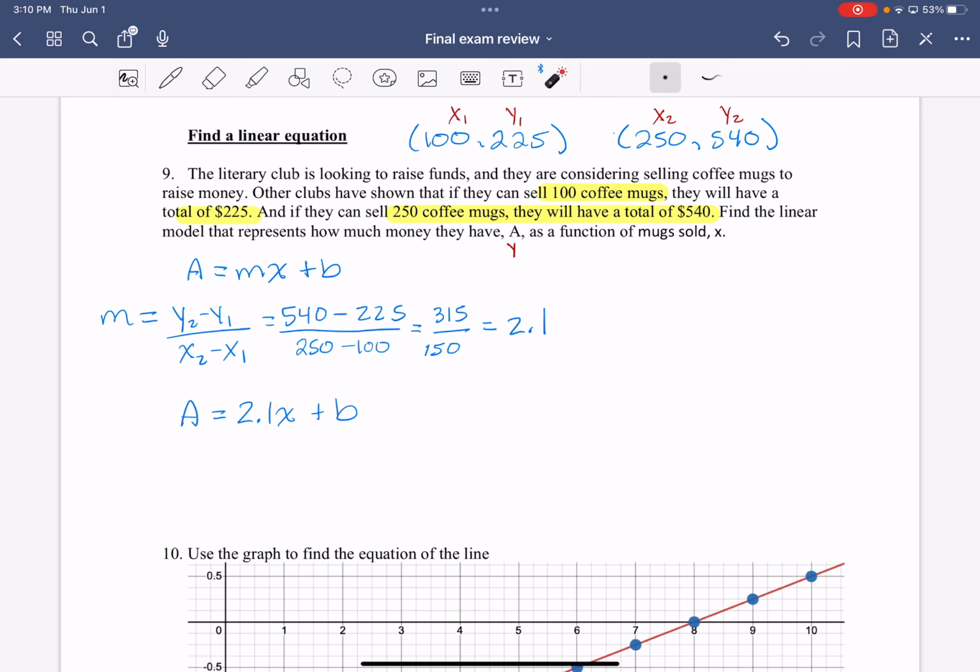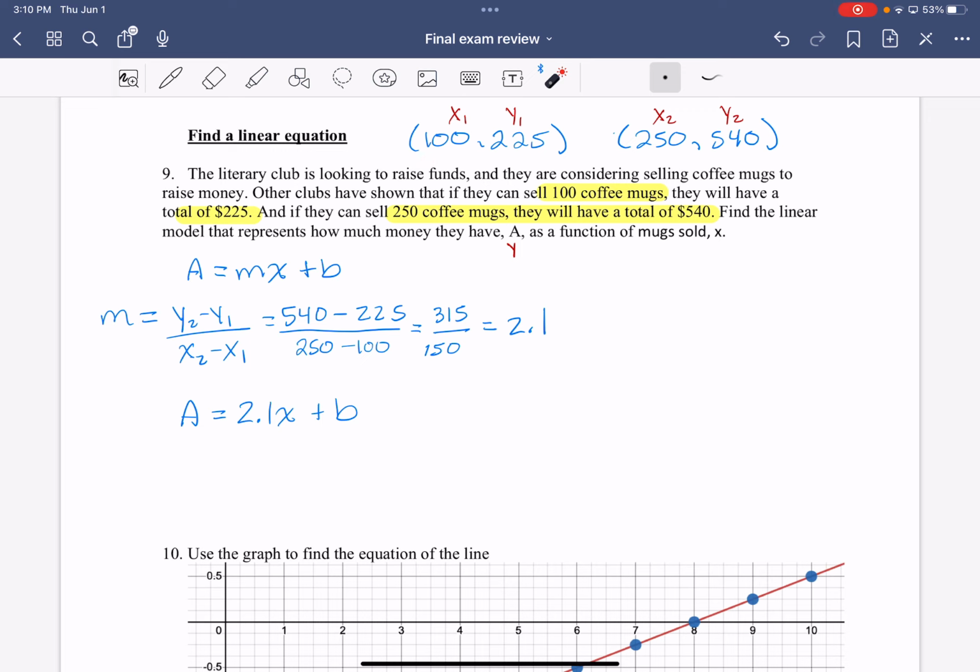So what do I have left to solve for? B, right? I have to solve for b. To solve for b, I need to plug in a value for x and a. To do so, plug in one of these points, either this point or this point. It doesn't matter which one you do. If you choose one different from me, your work along the way will look different, but your final answer will be the same. So I'm going to just work with the first point. So I'm plugging in 100 for x and 225 for y, or in this case, a.